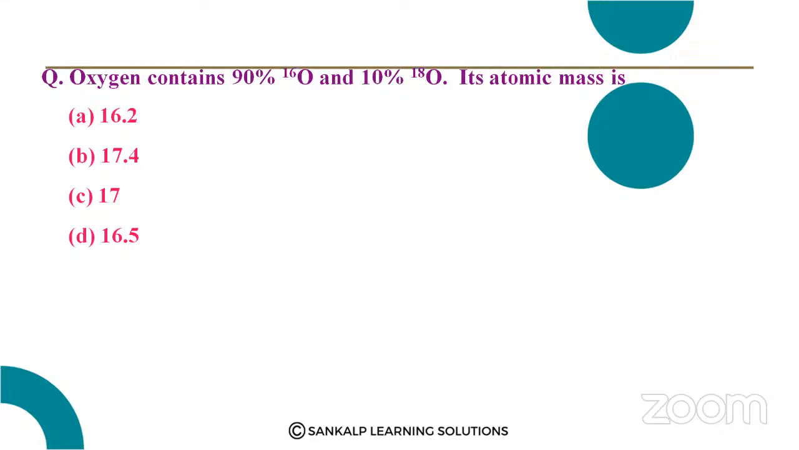Oxygen contains 90% O-16 and 10% O-18. Its atomic mass is? Okay, so here there are two isotopes of oxygen, oxygen 16 and oxygen 18, and their abundances are given respectively. So how do you calculate? So average atomic mass.